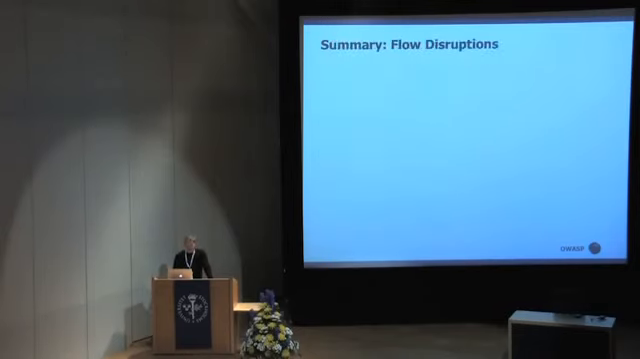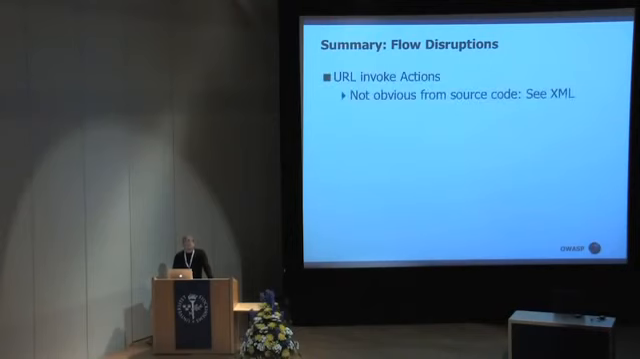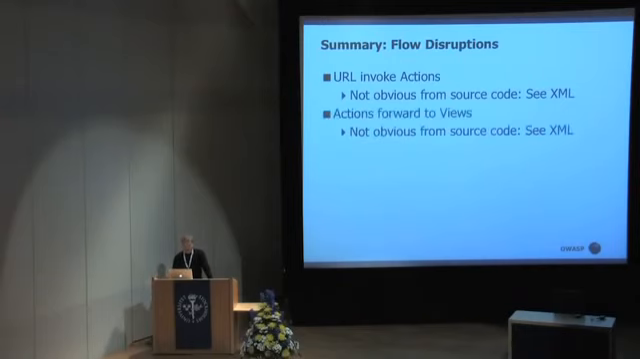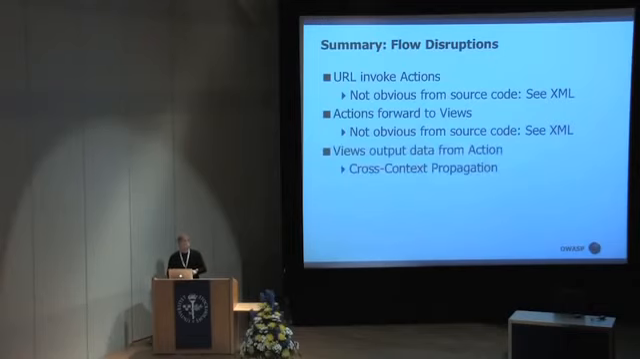So to give a summary of the flow disruptions, we have the URLs that invoke actions, which is not obvious from the source code. You need to check the XML to see where that's coming from. You have the actions that forward to a view, so the whole separation between business logic and presentation, which again is not obvious from the source code. You need to check the configuration XML to see what the invocation sequence is. And the views output data, again separation of business and presentation, they output data that was computed somewhere else.